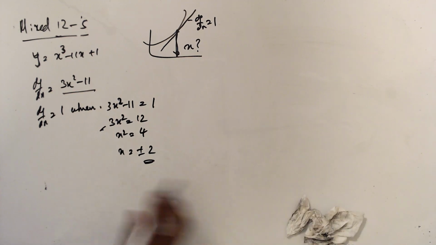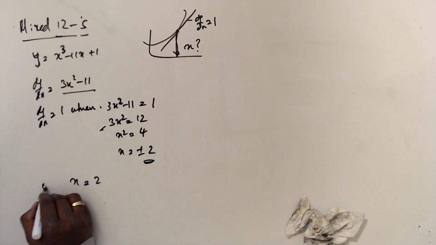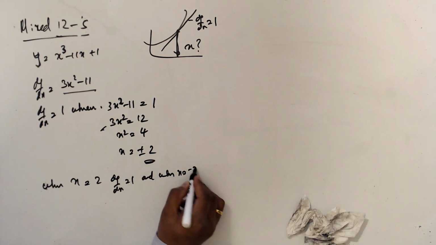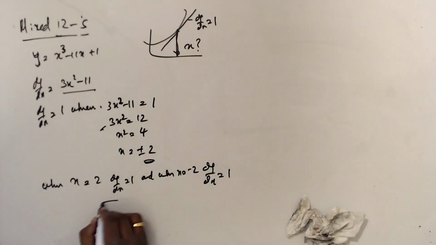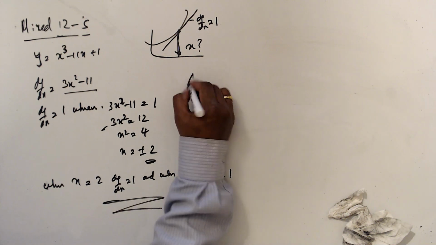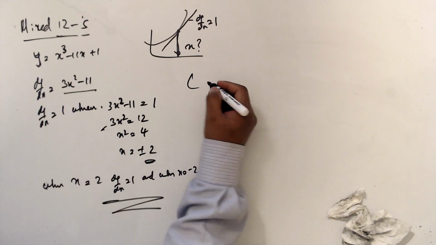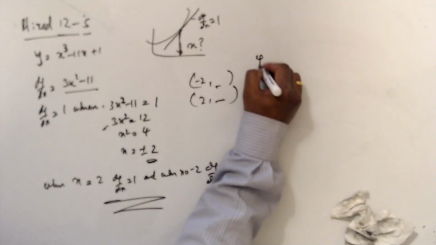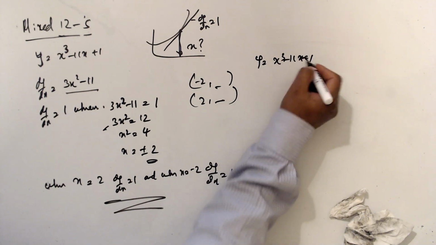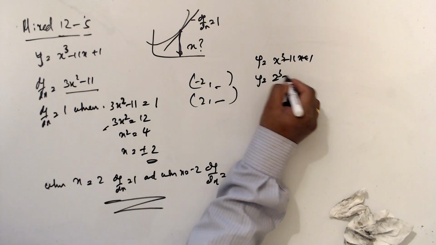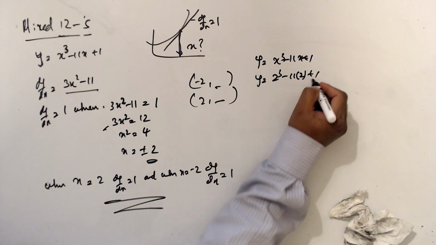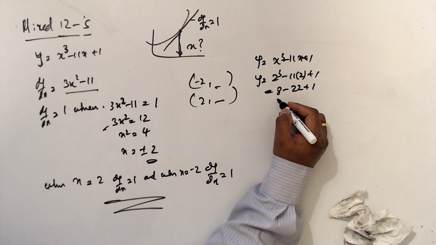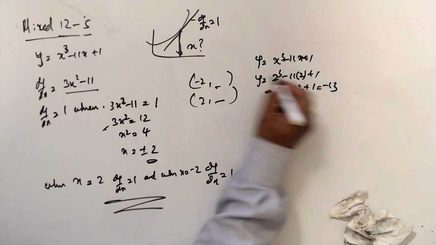So now there are two values: when x equals 2, dy by dx equals 1, and when x equals minus 2, dy over dx equals 1. Now we need the relevant y values. One is minus 2 and the other one is 2. So y equals x cube minus 11x plus 1. When x equals 2: 2 cube minus 11 times 2 plus 1. So 8 minus 22 plus 1, 9 minus 22, so minus 13.